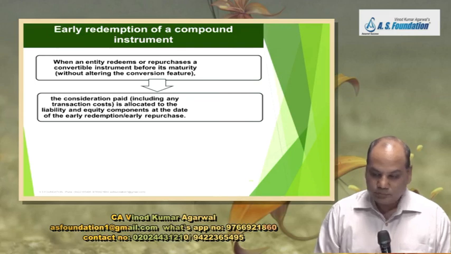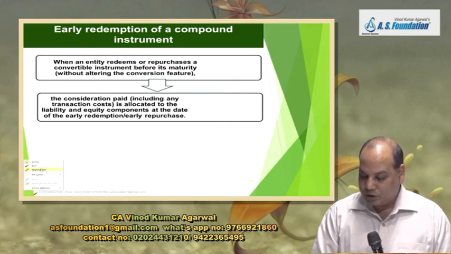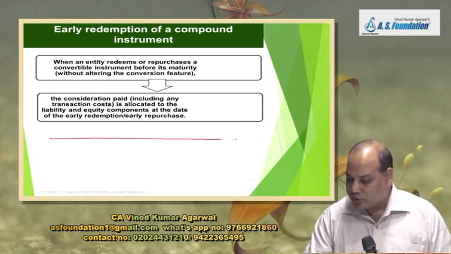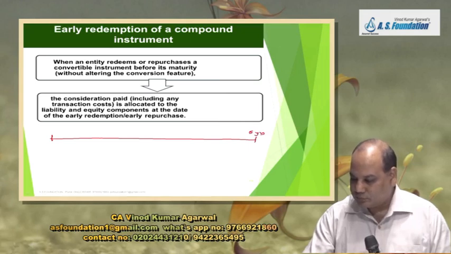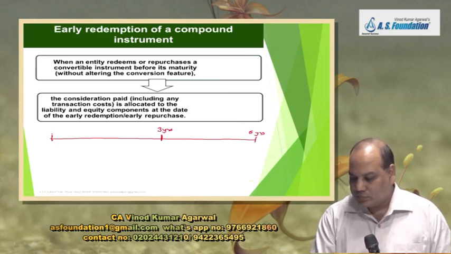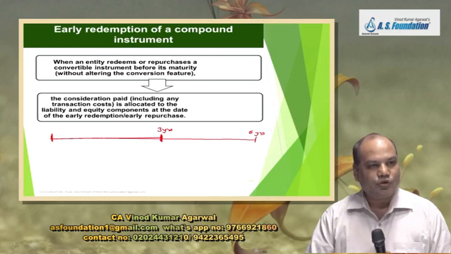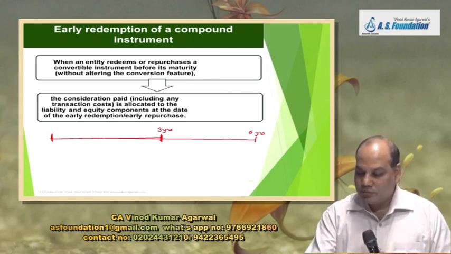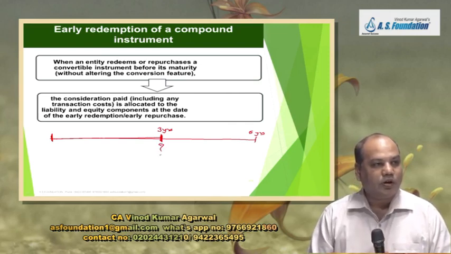Early redemption. Possible early redemption? A compound instrument was issued for 5 years, but after 3 years only, suppose the company and the investor decide that it should be redeemed for whatever reasons, then what about the journal entry on this date for early redemption?